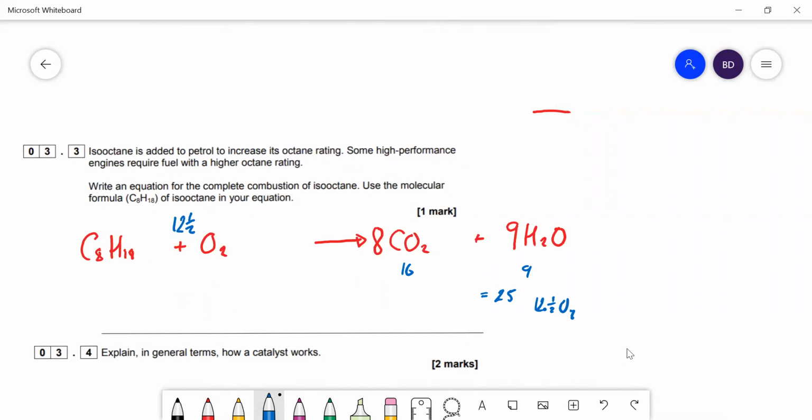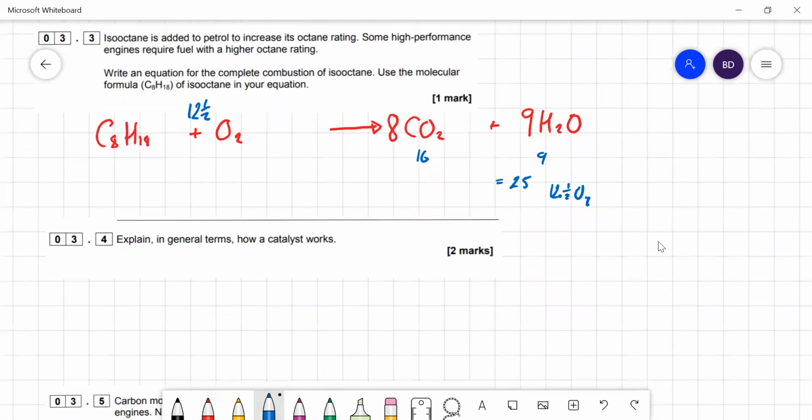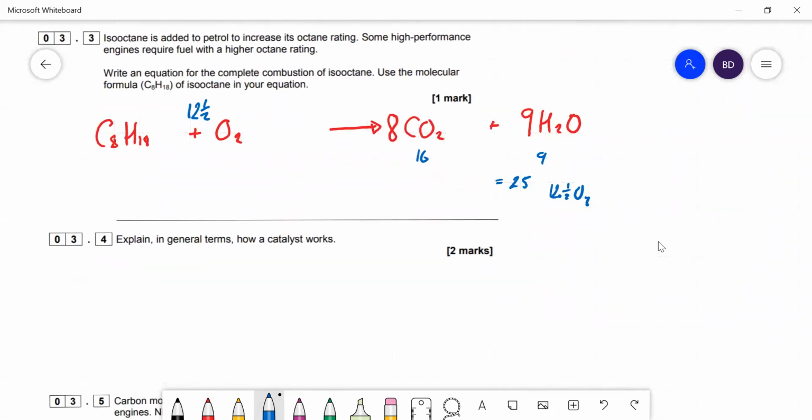Okay, explain in general terms how a catalyst works for 2 marks. This is a pretty standard question: provide an alternative route with a lower activation energy.